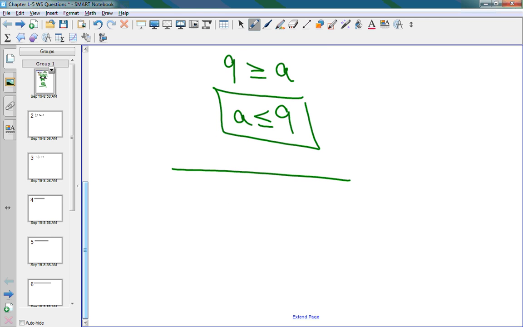How do I graph that? I put 9 on the number line. Is it opened or closed? It's going to be closed because it can be 9. And I'm going to shade the direction of the arrow is pointing because the variable is on the left, so I'm going to shade to the left. And there is your answer.